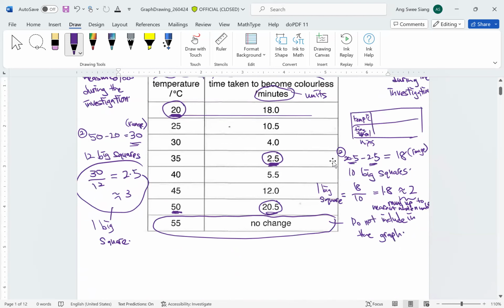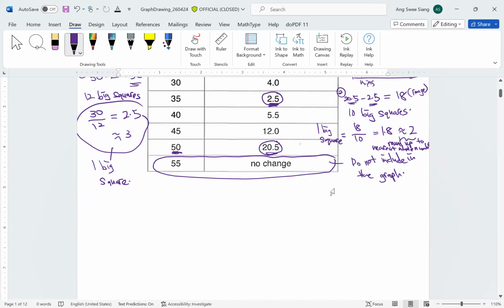Okay, so let's do the first one. Okay, 20 is 18.